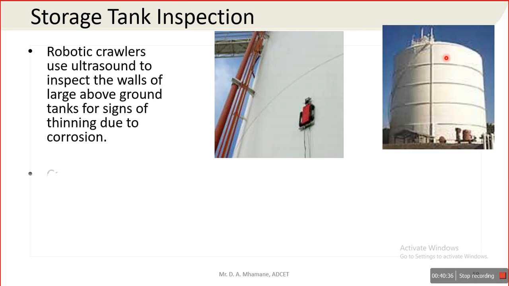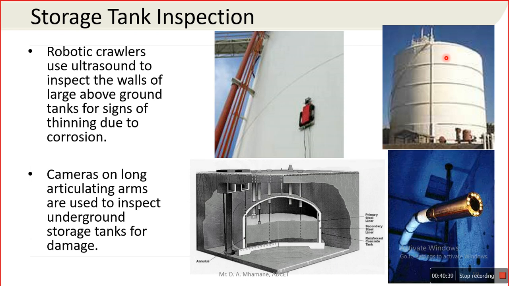This is the actual example. These robotic crawlers use ultrasound to inspect the walls of large tanks. So this image shows the ultrasound, with the help of one robotic device, we scan the huge tanks with the help of NDT. Cameras on long articulating arms are used to inspect underground storage tanks for damage. So it is a visual inspection. It comes under visual inspection.